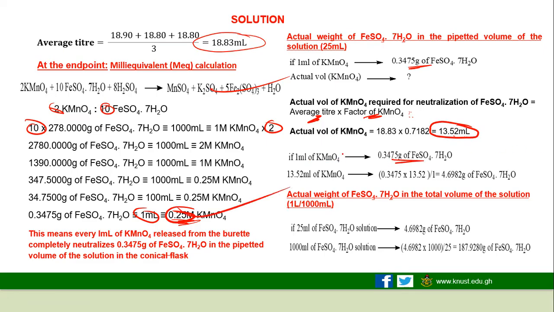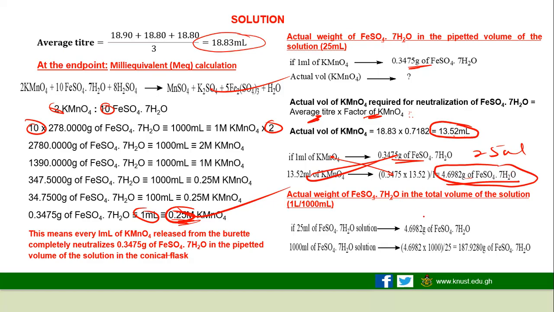Then I'll say that if 1 mL of KMnO4 reacts with this, according to a milliequivalent calculation, then the 13.52 reacts with, so it's a proportion, right? This and this divided by the 1 mL. And that will give me 4.6982 grams of ferrous sulfate heptahydrate. Now, this is what reacted with the average titer, right? Because I pipetted 25 mL, this is the amount of ferrous sulfate in 25 mL.